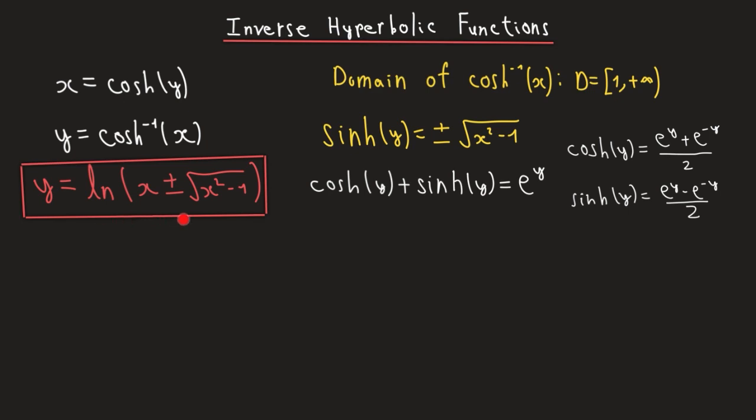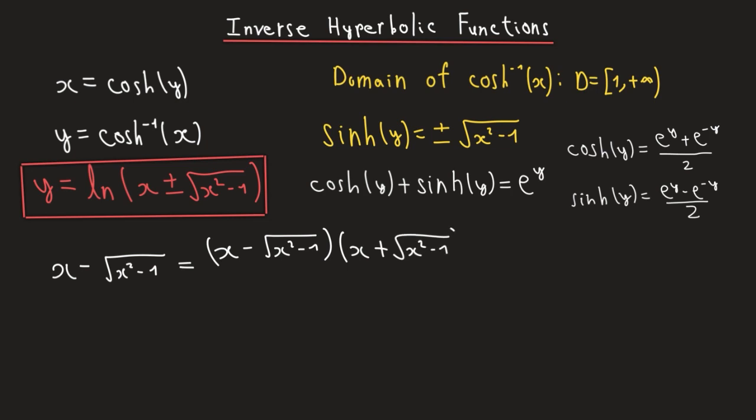However, we can rewrite this expression in a different way. Indeed, x minus the square root of x squared minus 1. We can rearrange this expression, and the way we do this is by multiplying by the conjugate. In other words, we turn this minus sign into a plus sign. So x plus the square root of x squared minus 1, divided by x plus the square root of x squared minus 1.